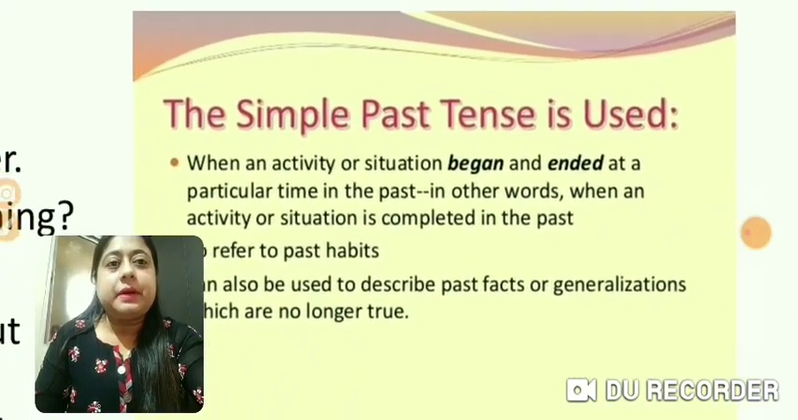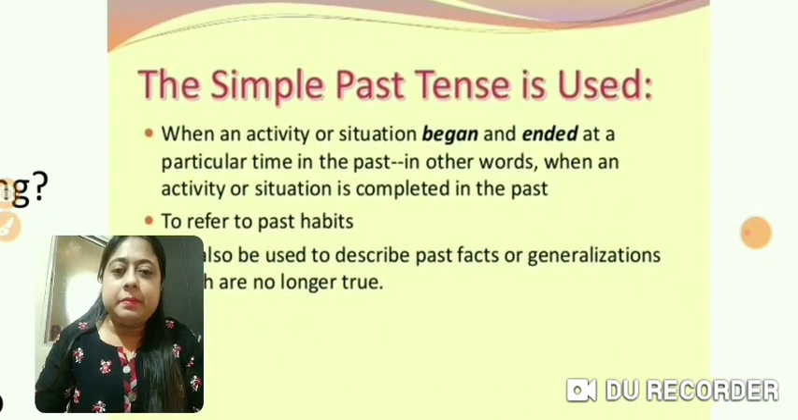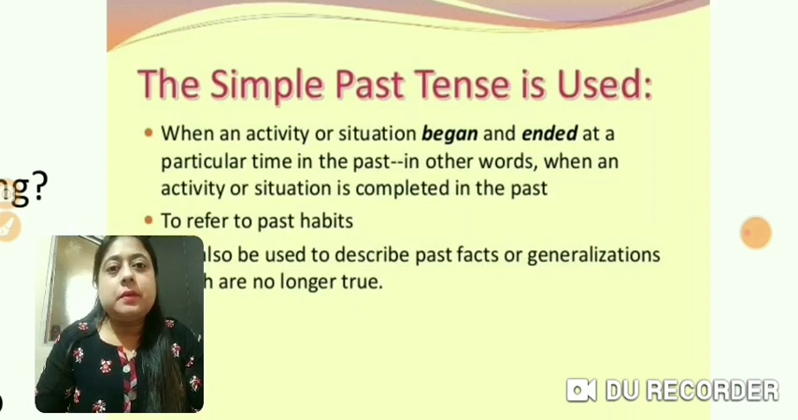The simple past tense. Now what do you mean by past tense? Something which has happened not in present but the time which has passed. So in that case we use past tense. We'll study different types of past tense. The first one is simple past tense. Now let us see where it is used.